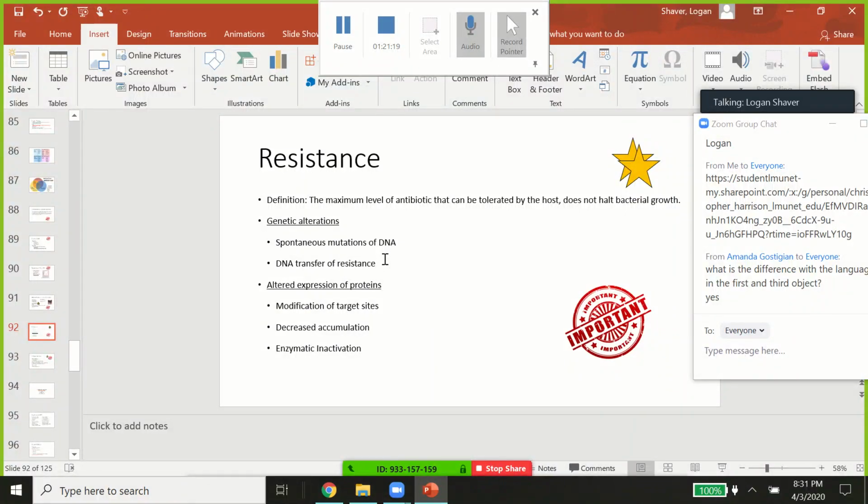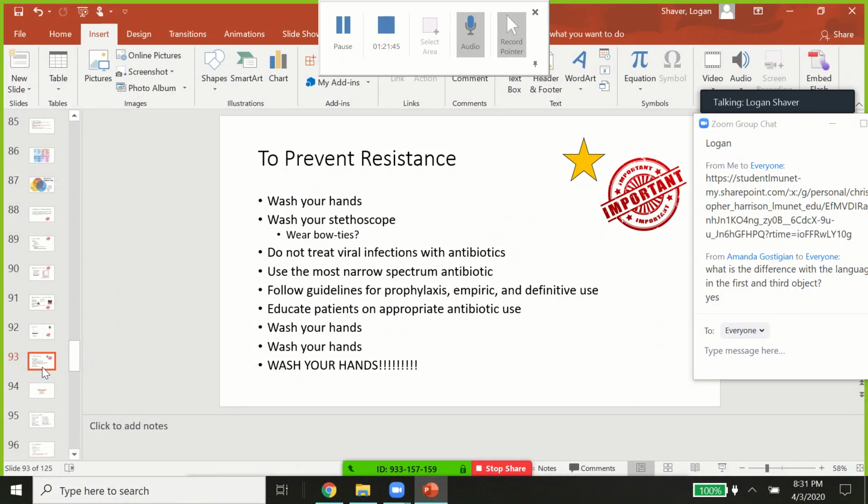And then resistance. The reason I have two stars on this one is because I felt like she might have asked a question about why this drug is no longer working, and I think maybe she gave these as examples or something like that. And then to prevent resistance, I have one star here because I felt like she had a give-me question that was literally like wash your hands. Occasionally she does give you a give-me one.